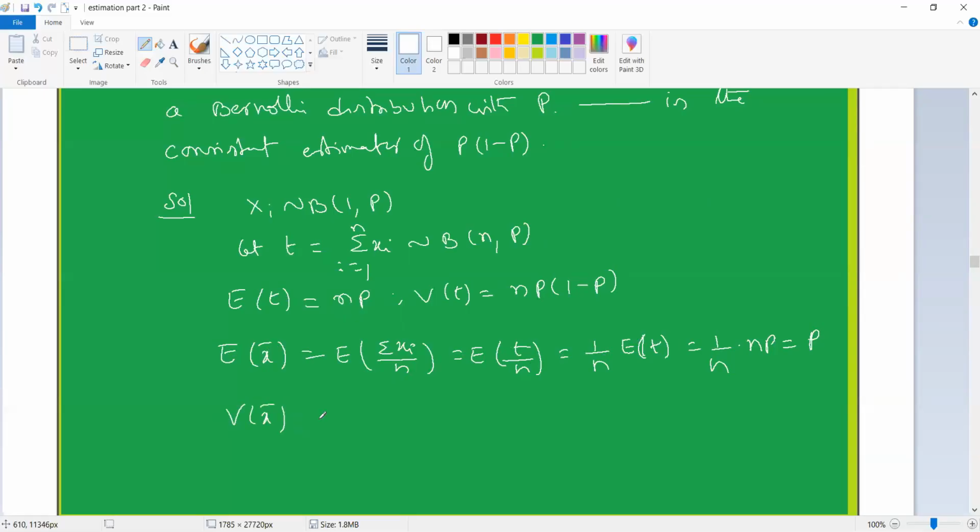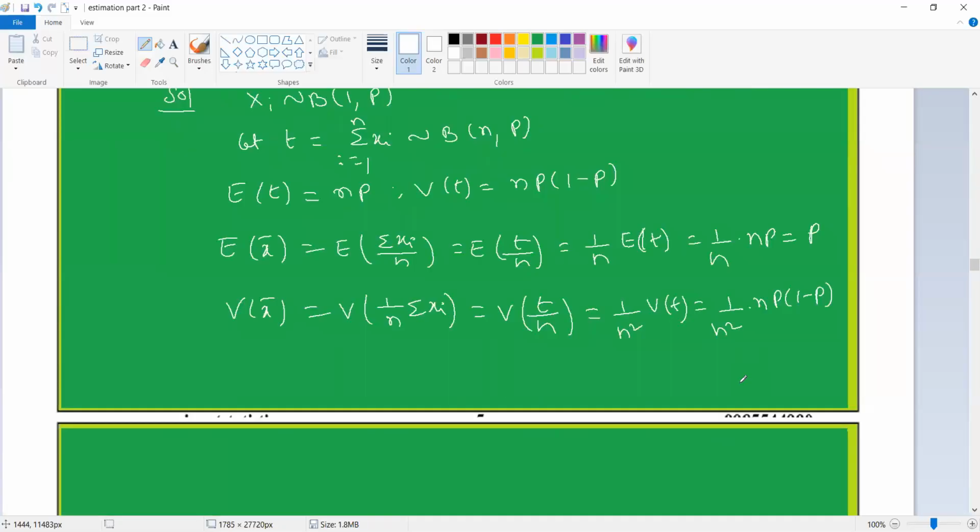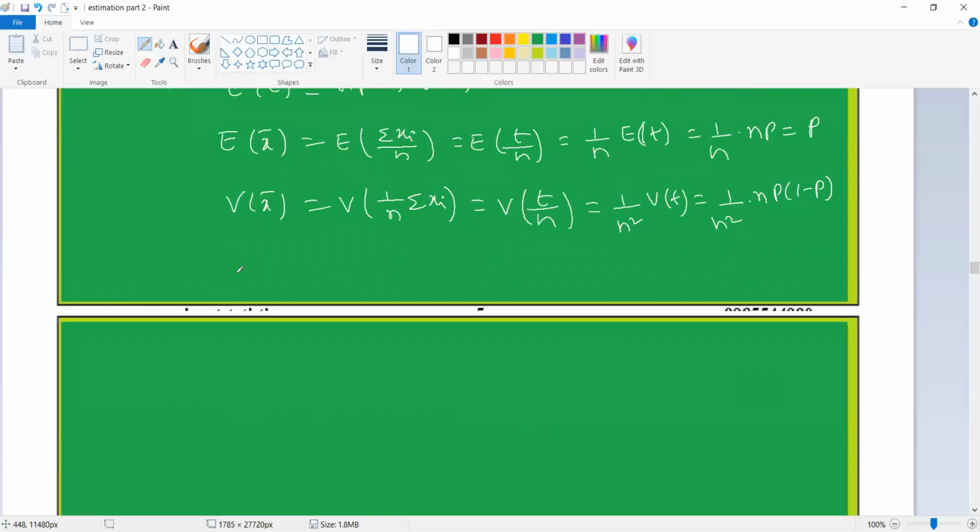So similarly, variance of x bar. Variance of 1 by n summation xi is equal to variance of t by n. Now the variance of ax is equal to a square into variance of x. So 1 by n square into variance of t, and variance of t is n into p into 1 minus p. In simplified format, variance of x bar is equal to, after simplification, here n square cancels. That is p into 1 minus p by n.